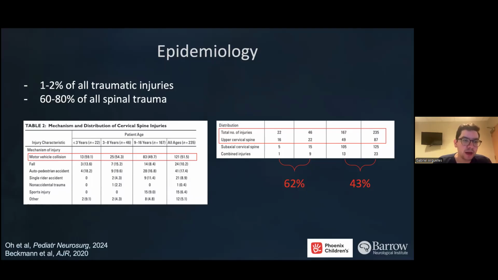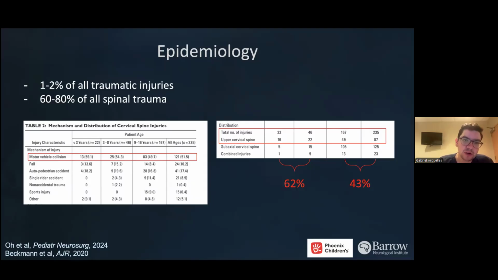Here's one really nice paper that goes over a retrospective review at a large level one trauma center, a 12-year single institution experience, patients 16 years of age and younger, all of whom were diagnosed with a cervical spine injury of some sort, and it went into the different etiologies or mechanisms, and then where that injury was.